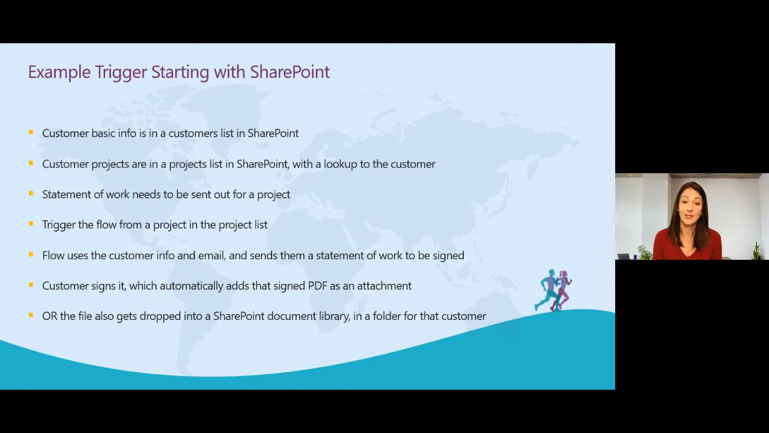It needs an email address to send it to, and it sends them the statement of work to be signed. Customer signs it, and then optionally, if you want to have a second signer, like somebody from your company, sign it. But then at the end, the whole thing gets added to the SharePoint list item as an attachment.